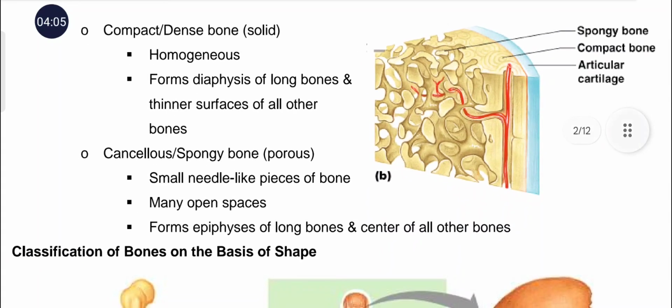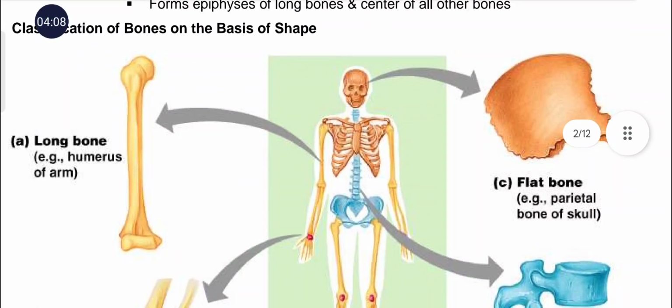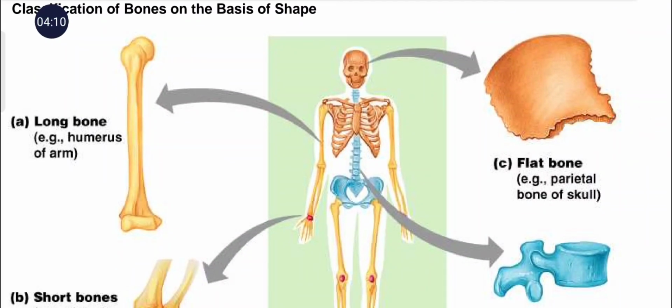Next, moving on to the classification of bone on the basis of shape. If we classify the bones according to shape, then the bones are classified as long bones, flat bones, short bones and irregular bones. First one is the long bones, example the humerus. As the name itself indicates, they are long and they have a head and condyloid process. Second is flat bones. Flat, the name itself indicates their structure is flat. Example, bones of the skull, the parietal bone of the skull.